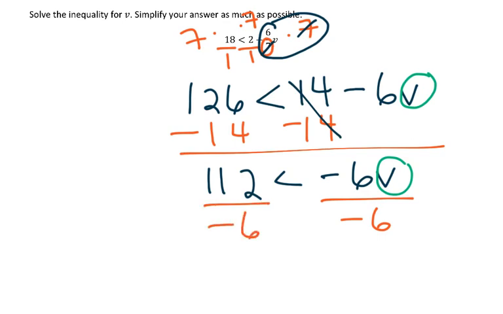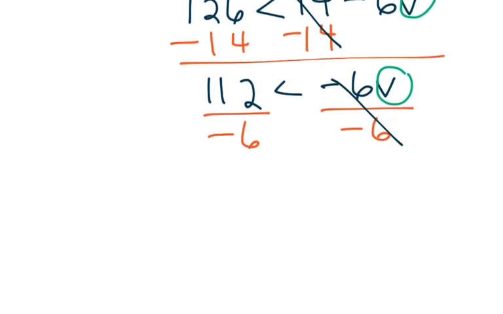And remember, this is the last step, right? Whenever you're multiplying or dividing by a negative number, it switches the inequality around. So yes, this cancels, okay? But now I need to remember to switch this. Just make sure that when you're doing that, you don't forget to switch that around.